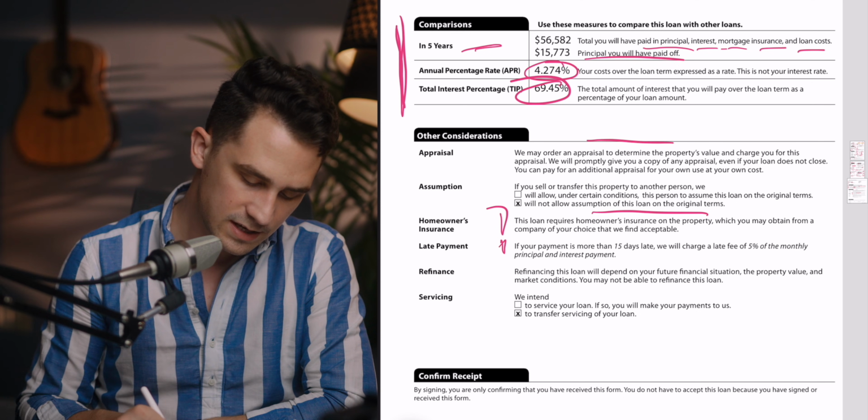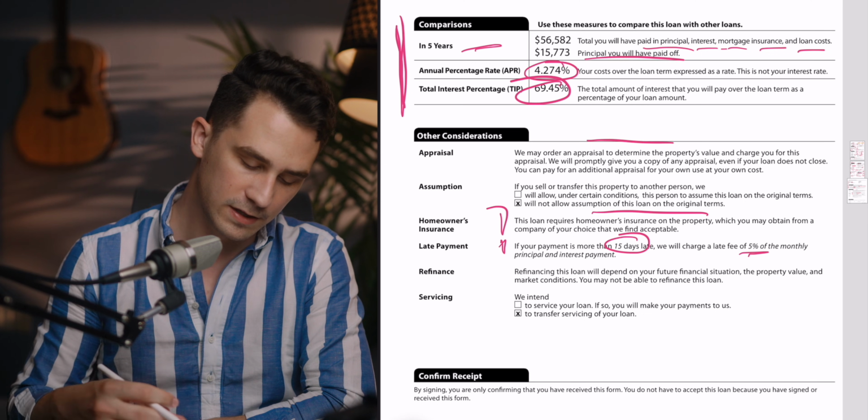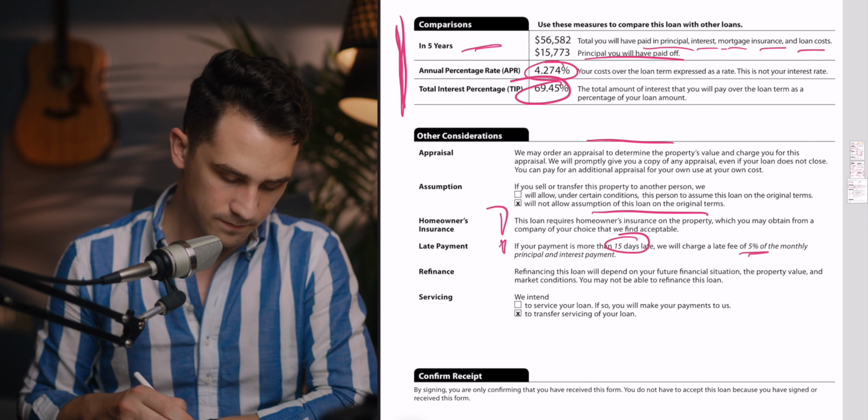Late payment. So this is saying if it's 15 days late, we'll charge a late fee of 5% of the monthly principal and interest payment. This is very common terms for most loans that I've seen.